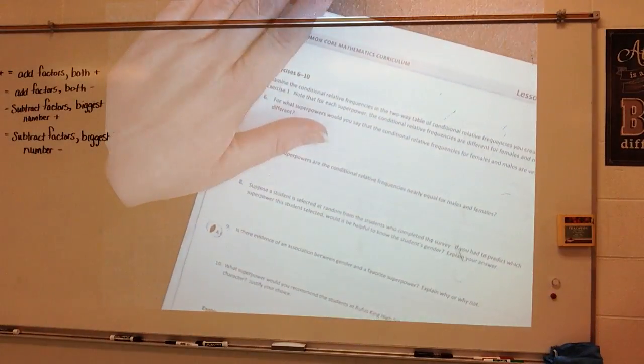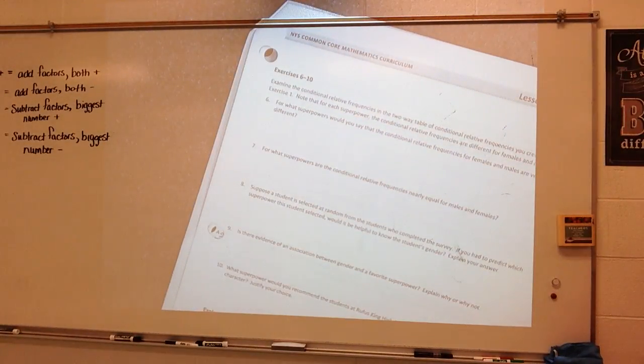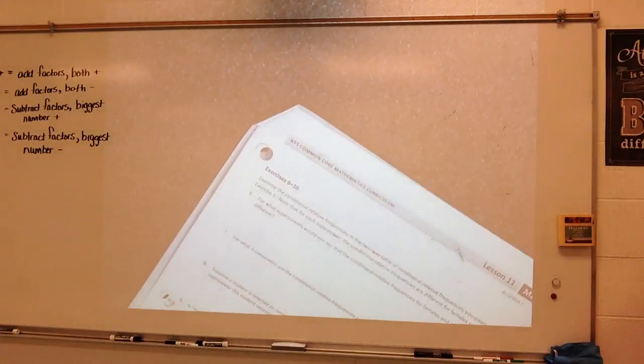So let's look at exercises 6 through 10. Examine the conditional relative frequencies in the two-way table of conditional relative frequencies you created in exercise 1. Note that for each superpower, the conditional relative frequencies are different for females and males. For what superpower would you say that the conditional relative frequencies for females and males are very different?